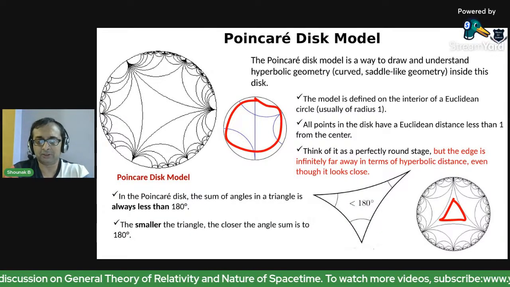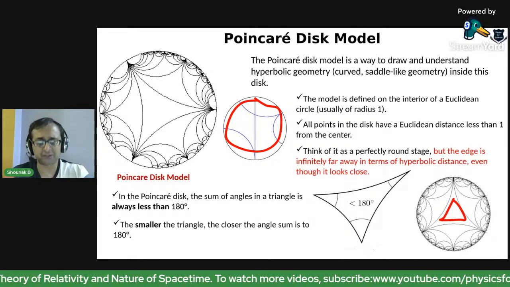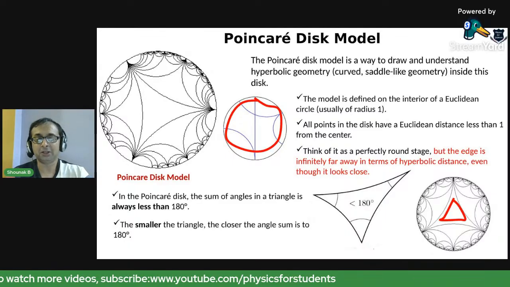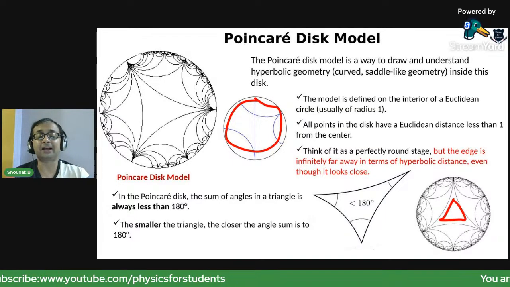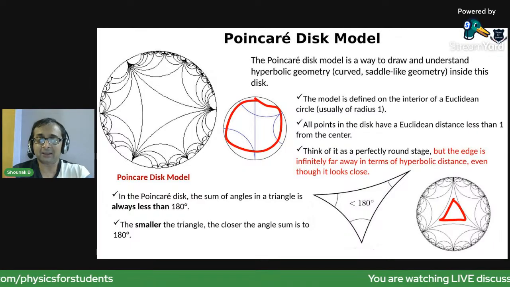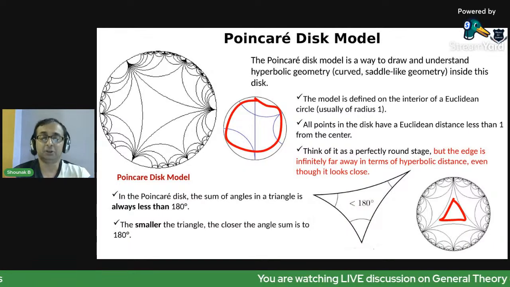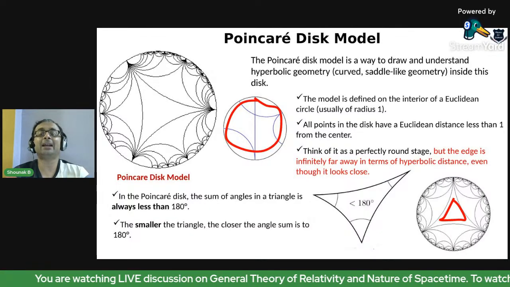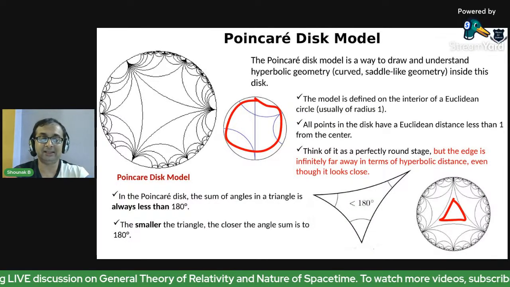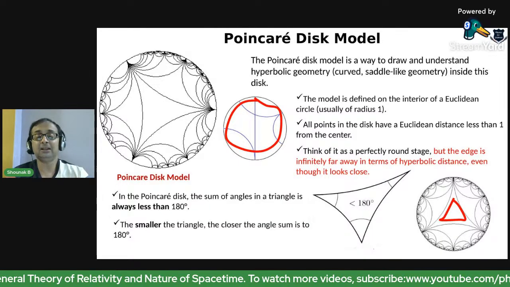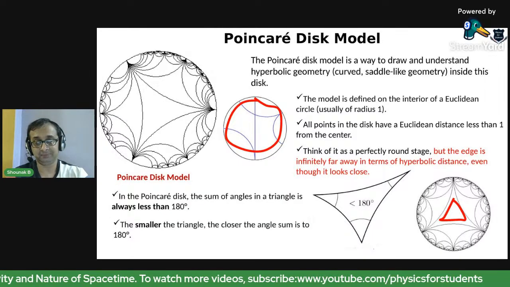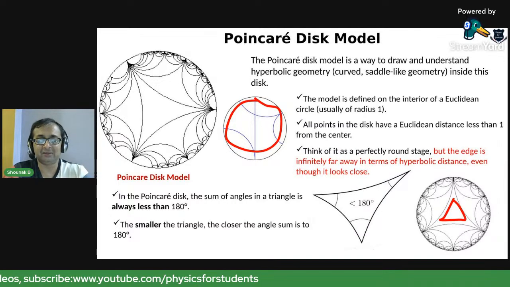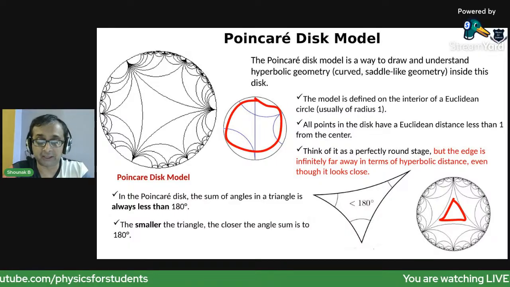Now don't worry about this term. This was Henri Poincaré, it is written as Henry, right? In French it is pronounced Henri. So Henri Poincaré proposed a kind of hyperbolic geometry, where the most important thing is this: in general, in Euclidean space, the sum of the angles of a triangle is equal to 180 degrees. But here it is always less than 180 degrees. If you make the triangle smaller and smaller, the angle sum comes closer to 180 degrees, but it will never reach 180 degrees.